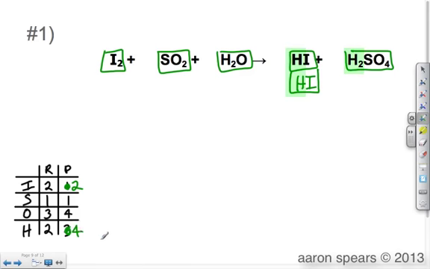Next on my list is sulfur. I can see that currently it is balanced 1 to 1. And now I'm going to skip over oxygen for reasons that I mentioned earlier. And I'm going to move on and balance the hydrogen. I have 4 hydrogens on the product side, 2 on the reactant side. I need to get 2 more hydrogen atoms on the reactant side so that the hydrogen's balanced in this equation.